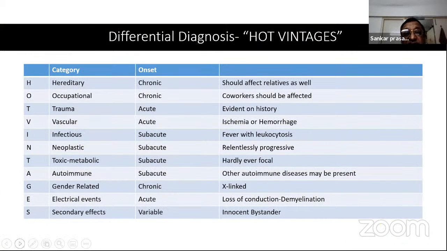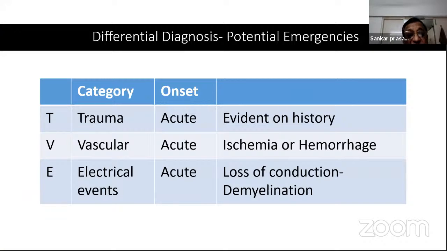So these are the causes: hereditary, occupational, trauma, vascular, infectious, neoplastic, toxic, metabolic, autoimmune, gender-related, electric events, and secondary effects. All these can cause lumbosacral plexopathy involvements. Some are chronic, some are acute, and on the next slide I'll show you the acute insults that can happen, and you can remember them. Trauma: acute, evident on history. Vascular: acute is ischemia or hemorrhage. Electric events: loss of conduction and demyelination. These are the acute events that will affect.